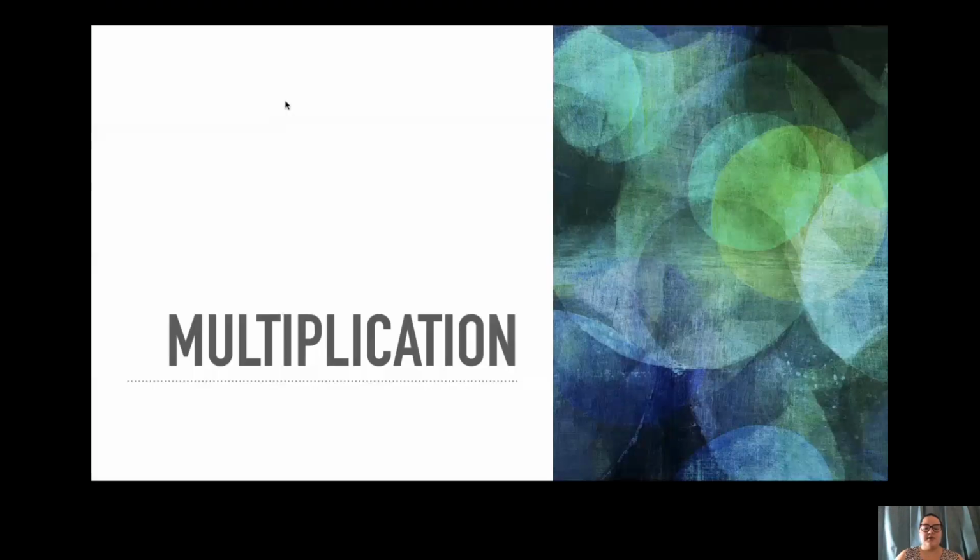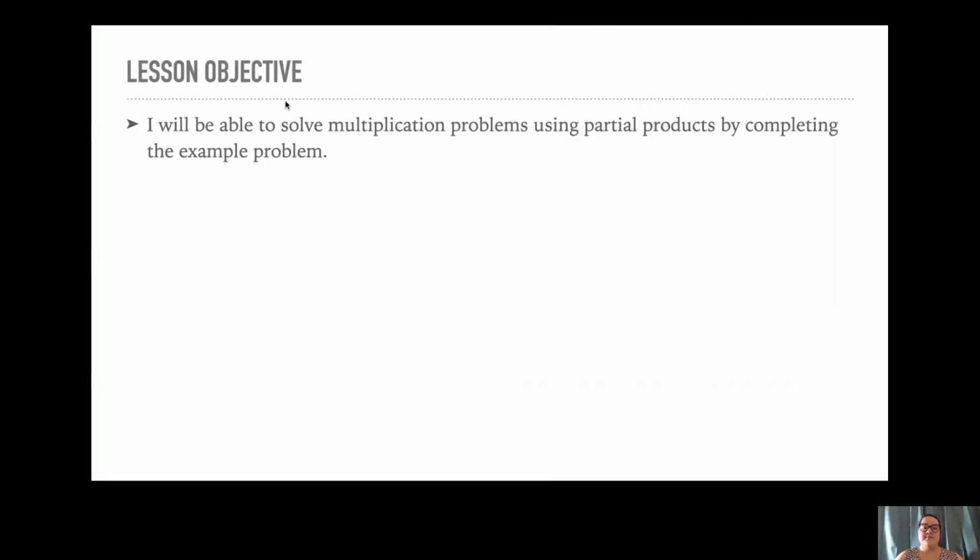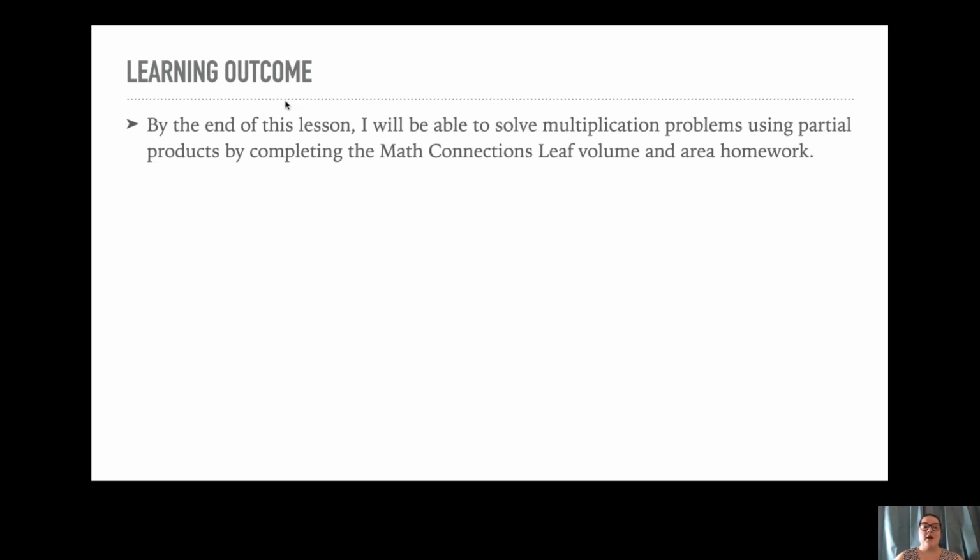Today we are talking about multiplication, but we are going to work with multiplication partial products. Our lesson objective: I will be able to solve multiplication problems using partial products by completing the example problem. Our learning outcome: by the end of this lesson, I will be able to solve multiplication problems using partial products by completing the math connections, leaf, volume, and area homework.